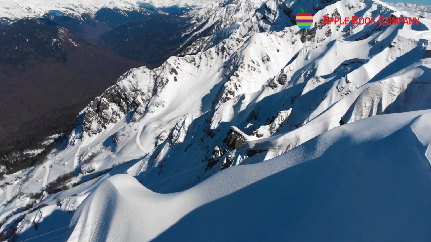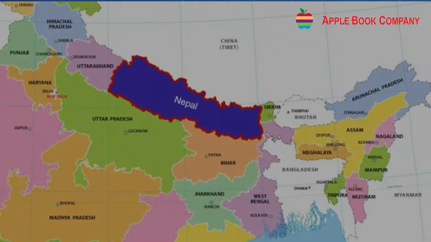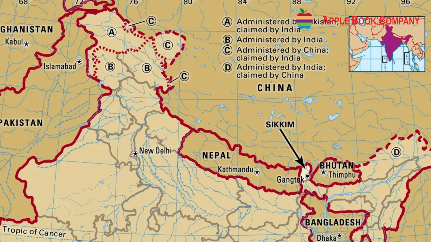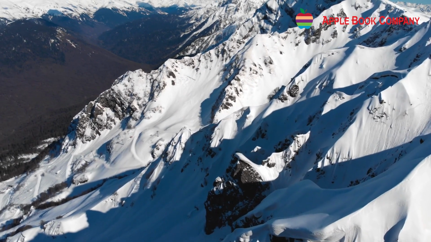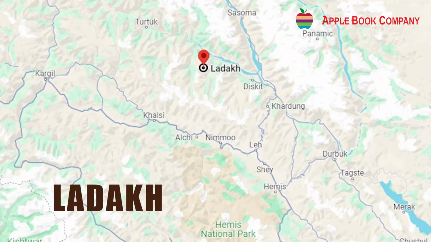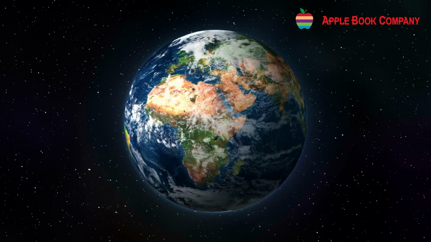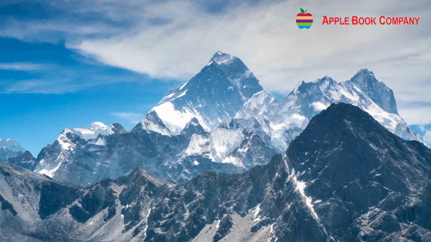These mountains are covered with snow throughout the year. Nepal and Sikkim are part of the Himadri region. To the north of Himadri lie other ranges like Jaskar, Ladakh, and Kailash. The highest peak in the world, Mount Everest, lies in the Himadri range.